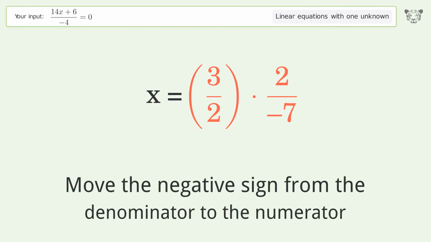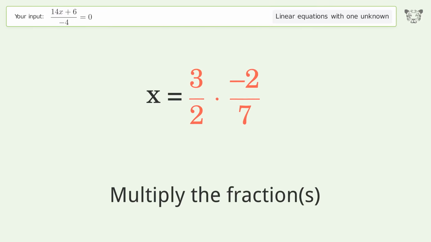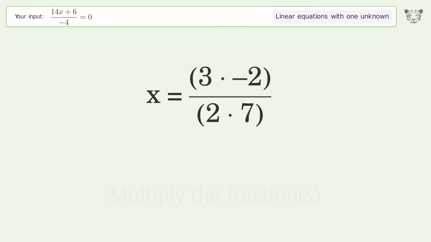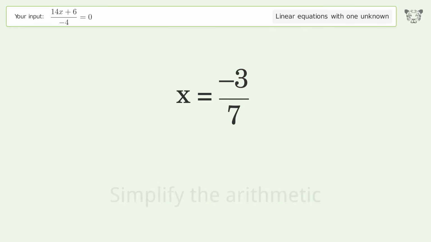Move the negative sign from the denominator to the numerator. Multiply the fractions. Simplify the arithmetic. And so the final result is x equals -3/7.